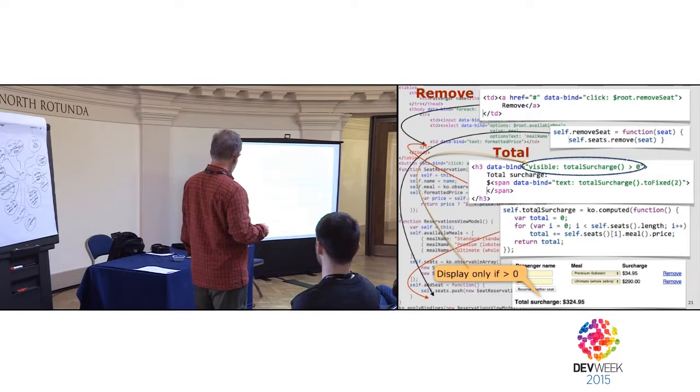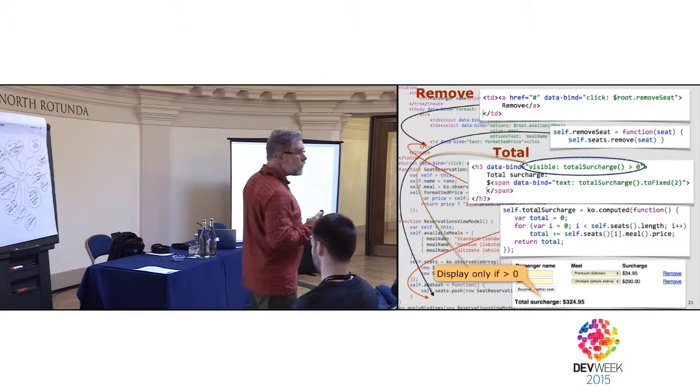Now, we look down at the total surcharge. We're going to have to add a field called total surcharge for access. This is a computed function, which is going to do the computation, right? Figure out what the totals are. It's just a loop that's spinning here, figuring out what the totals are, and returning the total.